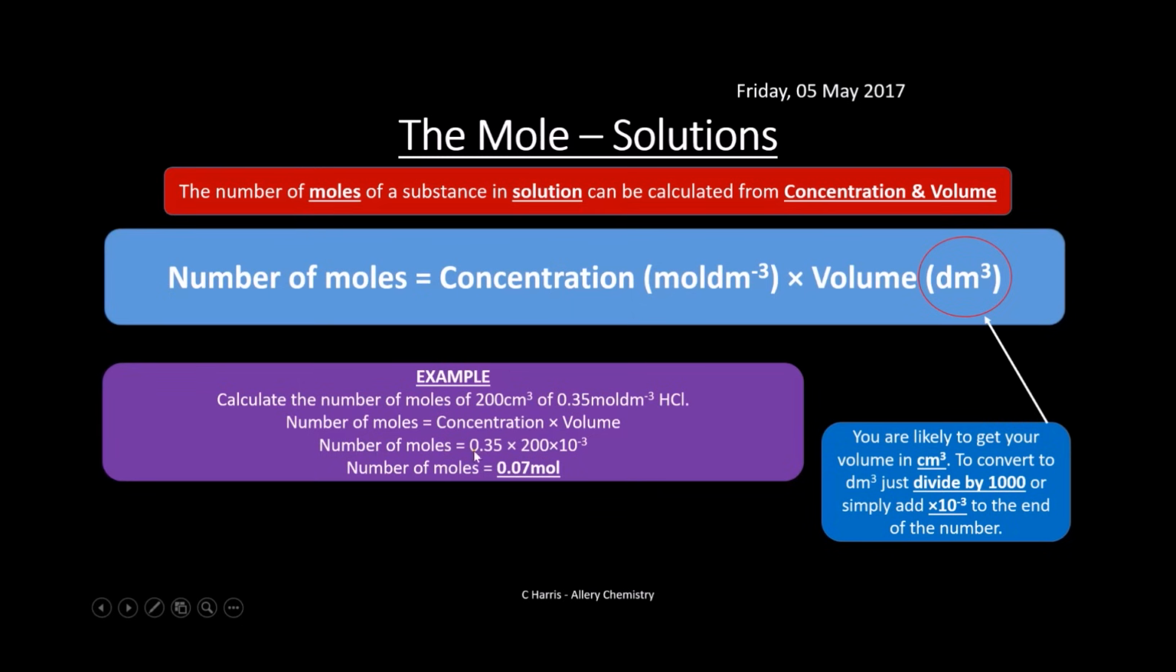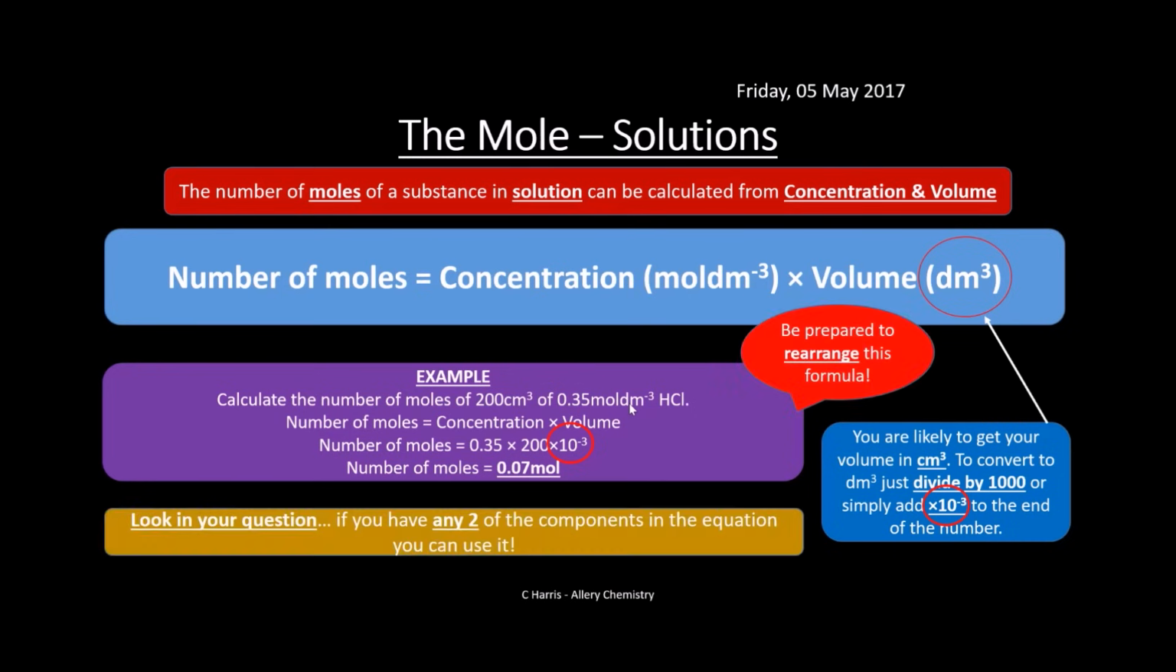So the number of moles is 0.35, which is the concentration, times by the volume. And notice, I've put the times 10 to the minus 3 on there. That means the same thing as divide by 1,000. We do that to convert that volume into decimeters cubed. Obviously, you put that in your calculator, and you get the number of moles to be 0.07 moles of this substance. So there you go. That just emphasizes your times by 10 to the minus 3.